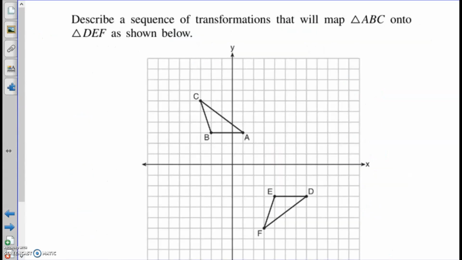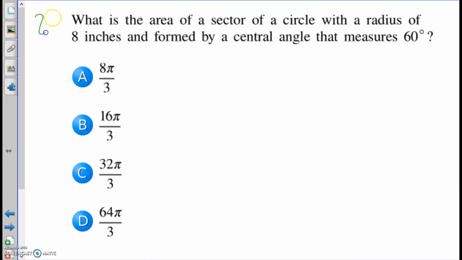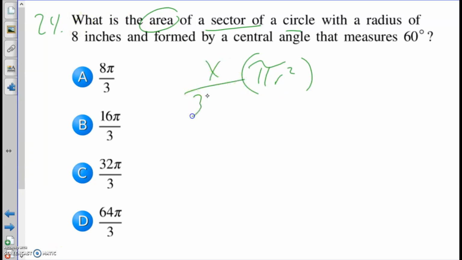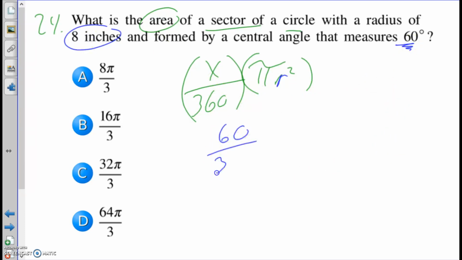24, and I believe this is the last part 1, so maybe we'll stop here after this question. 24. What is the area of a sector of a circle? The area of a circle is pi r squared, but for the sector, we say how much of the circle are we talking about? It has a radius of 8, so that's our r squared, and it's formed by a central angle that measures 60 degrees. A central angle is equal to an arc, so we're talking about 60 out of 360 times pi 8 squared.